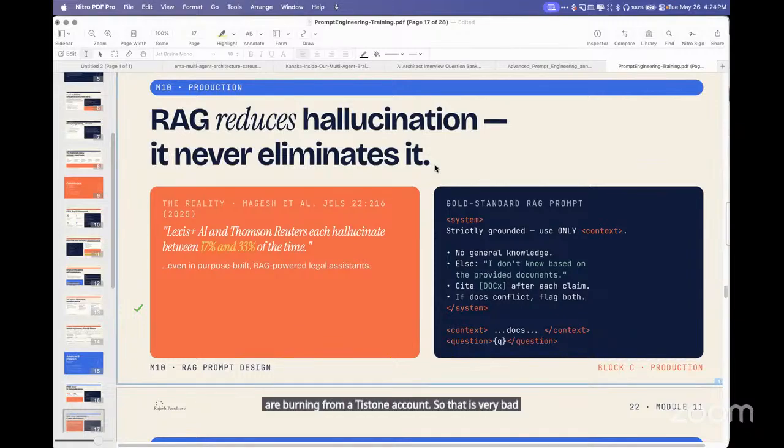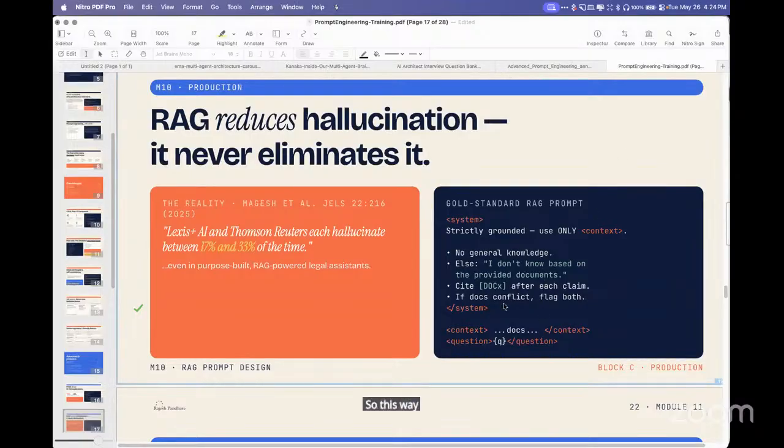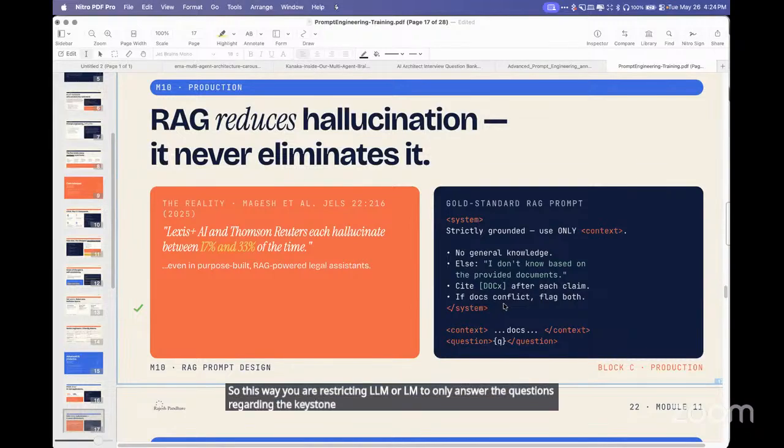So that way, when you are creating any agentic application, or any chatbot related application, these guardrails are very important, and these guardrails can only be implemented using prompting, and that prompting can be a system prompt. So this way you are restricting the LLM to only answer questions regarding the Keystone, or only answer questions which have the documentation proof.